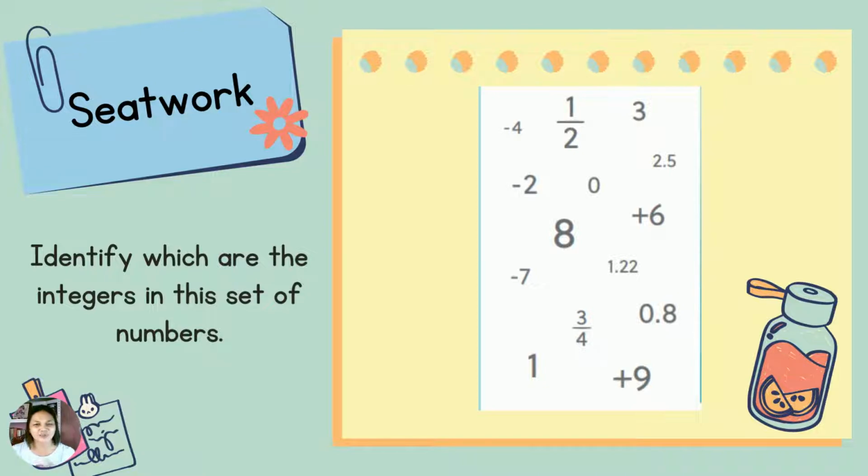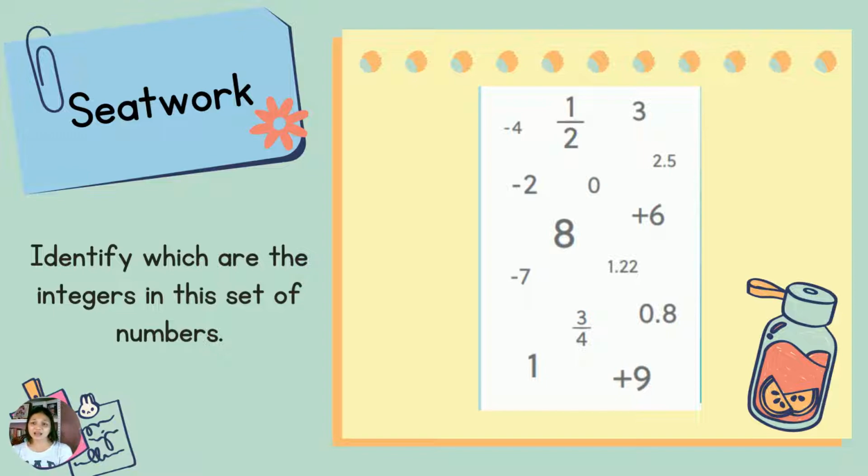Alright, so I have here seatwork. Sige nga, can you please identify which are the integers in this set of numbers? We have here negative 4, 1/2, 3, negative 2, 0, 2.5, 8, positive 6, negative 7, 1.22, 3/4, 0.8, 1, and positive 9. So, alin kaya dyan ang integers? Diba sabi nga natin kanina, integers are whole numbers. Integer can be positive or negative, or it can be 0. So, sige nga, let's check. Ano nga ba ang mga integers in this set of numbers?